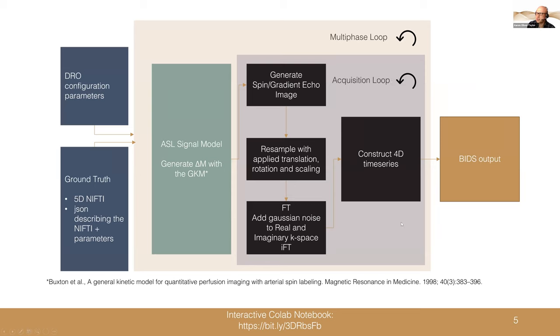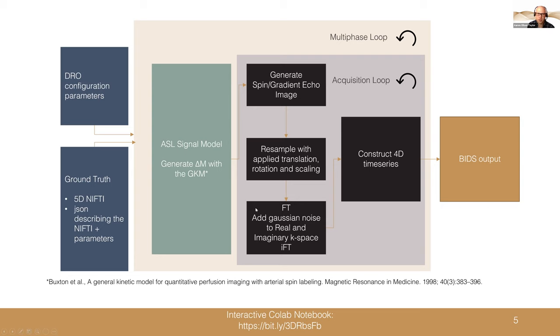...which comprises a kind of inputs, which are your configuration parameters, your ground truth, which is essentially the quantitative parameters you need to generate your perfusion signal and your MRI signal. Then we have a signal model module, which just generates your perfusion signal with this general kinetic model. We then insert that into some MRI contrast images, apply a motion model, add some noise.